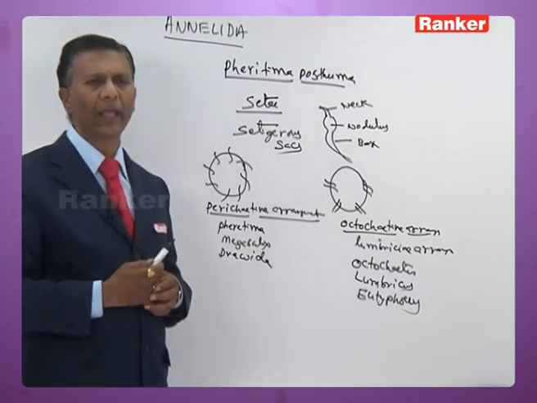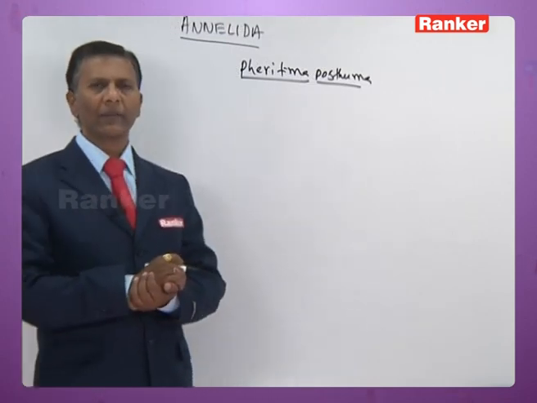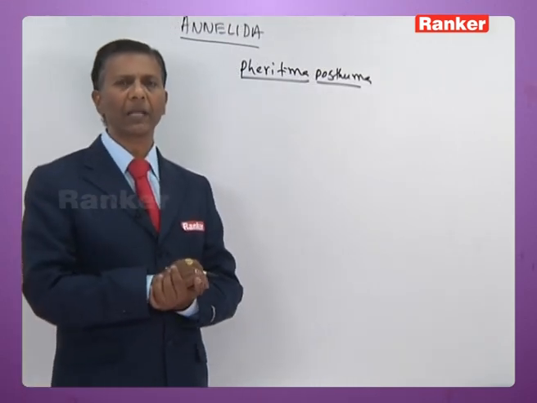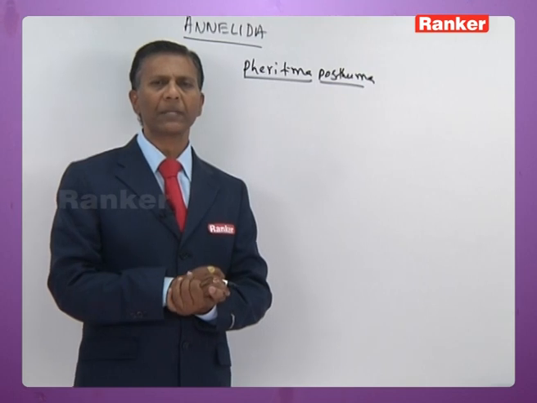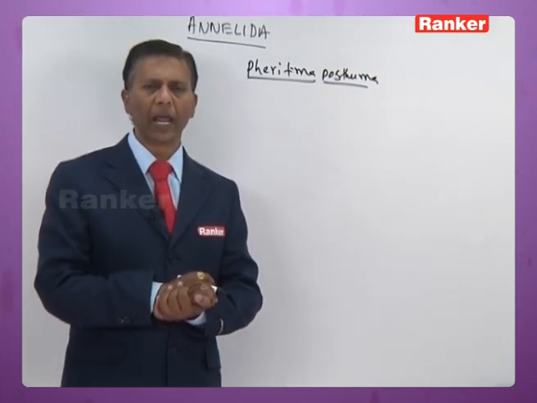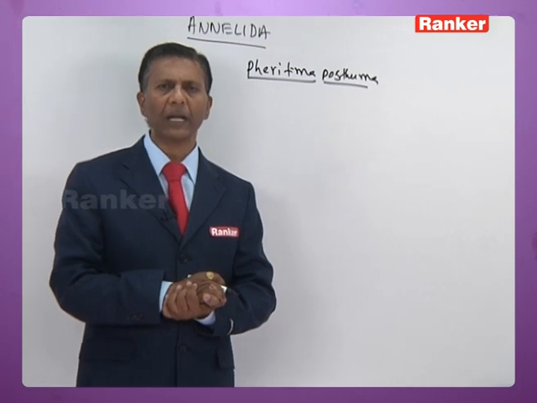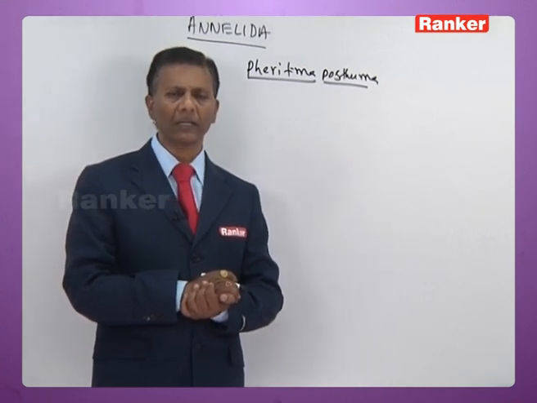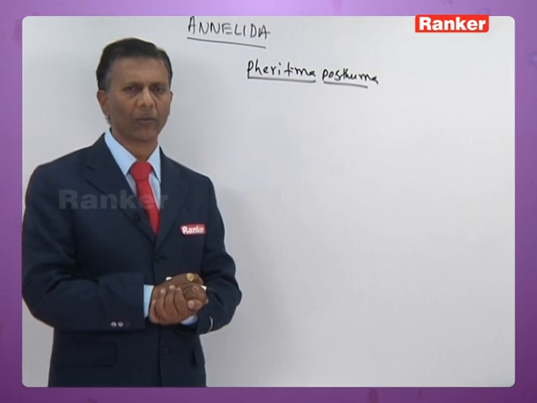The setae are absent in the first segment, last segment and clitellum. Except these segments, in all other segments, setae are evenly distributed around the annulus, with perichaetine arrangement in Pheretima, Dravida, Megascolex.